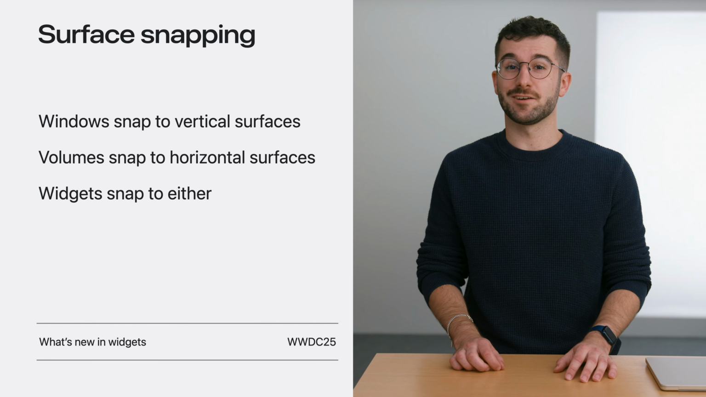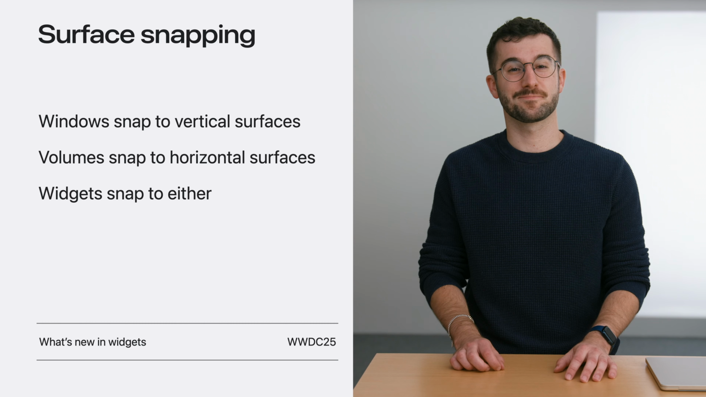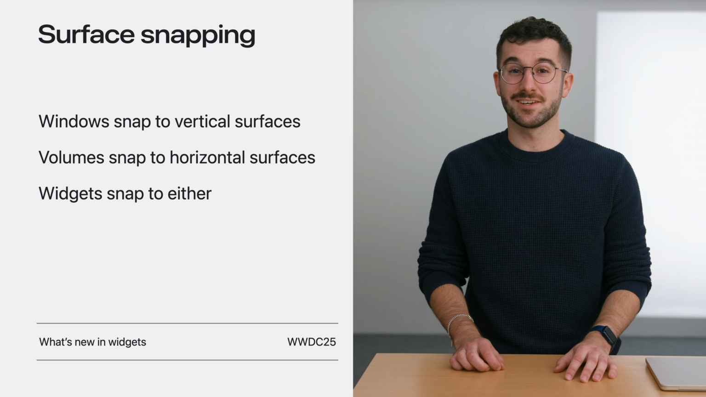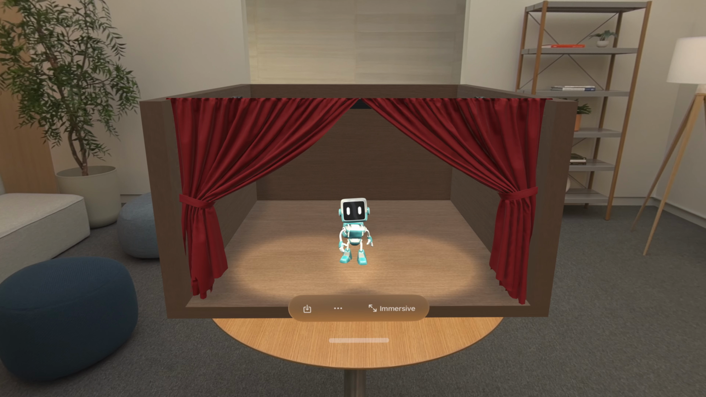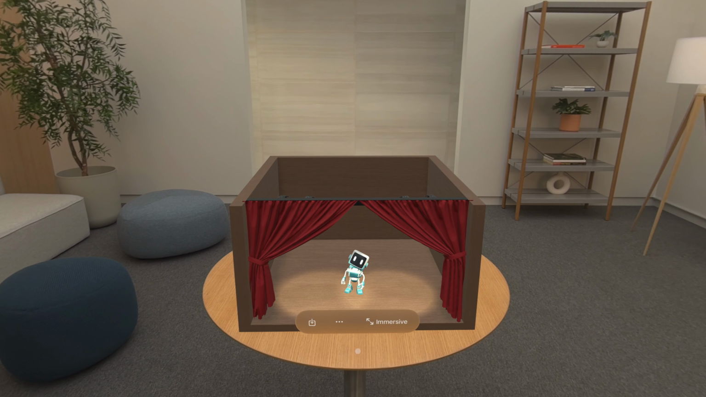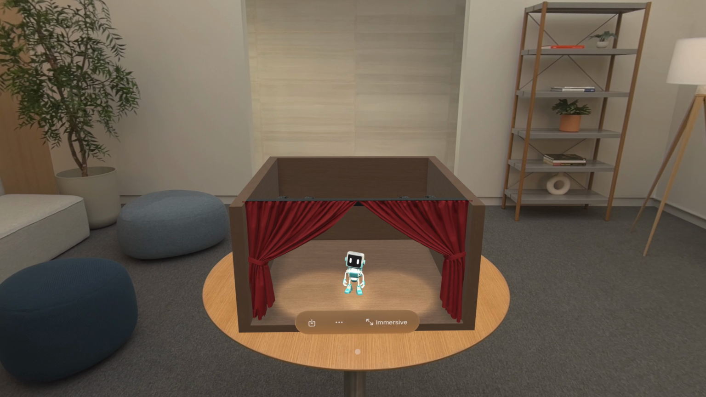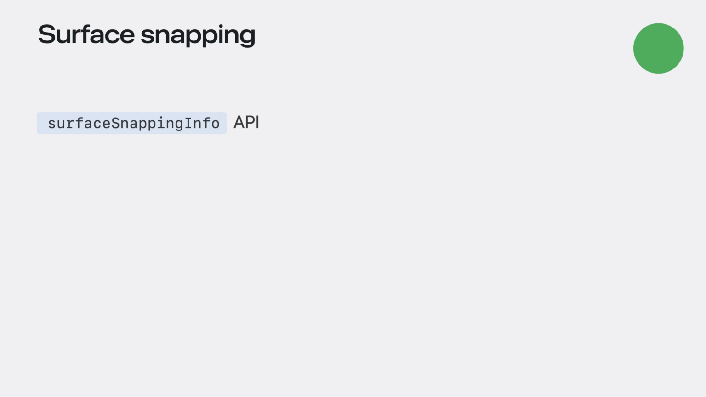Learn more about adding widgets to your visionOS app with What's New in Widgets. For windows and volumes, you can even get information about the snapping event. With my app, I can snap the volume to a table and have it anchored horizontally. This is a start. However, I'd like to make the stage feel more present in my space. I want to have the robot stand directly on the table when the volume is snapped to it.